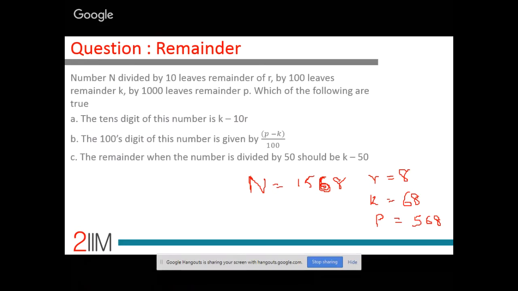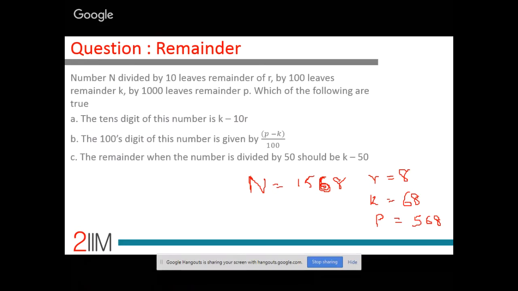Should we discuss this one? And so, a number and division by 10 leaves a remainder R. That means the last digit. Division by 100 leaves a remainder K, last 2 digits. Division by 1000 leaves a remainder P, last 3 digits. Which of the following are true?